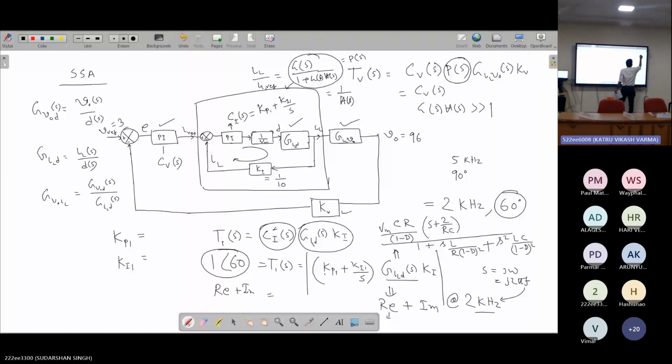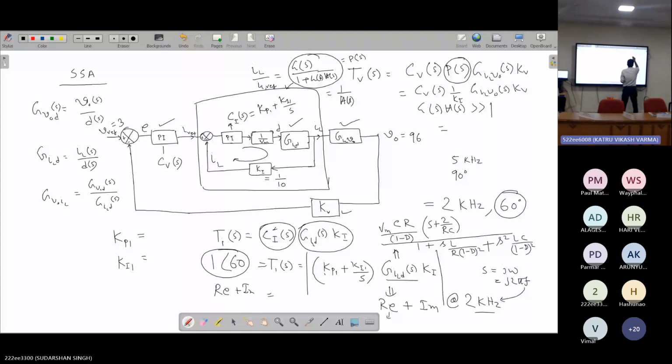Then this is G_IL,V0(s) into KV. So now here again you see that KV is a constant, Ki is a constant, and G_IL,V0(s) is your transfer function between V0 and IL. Already we know the V0 by D transfer function, we know the IL by D transfer function, so we will get this transfer function.